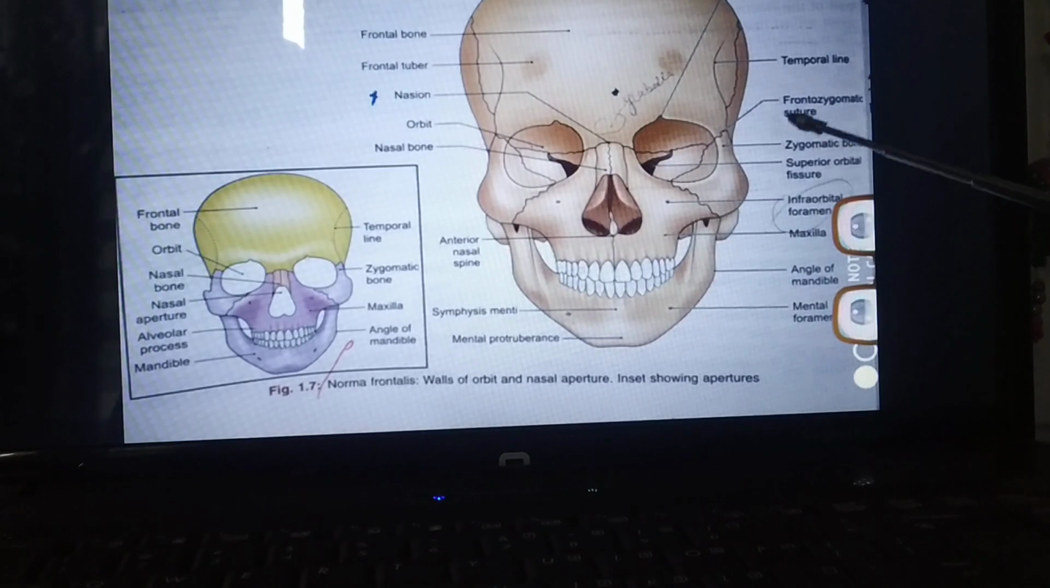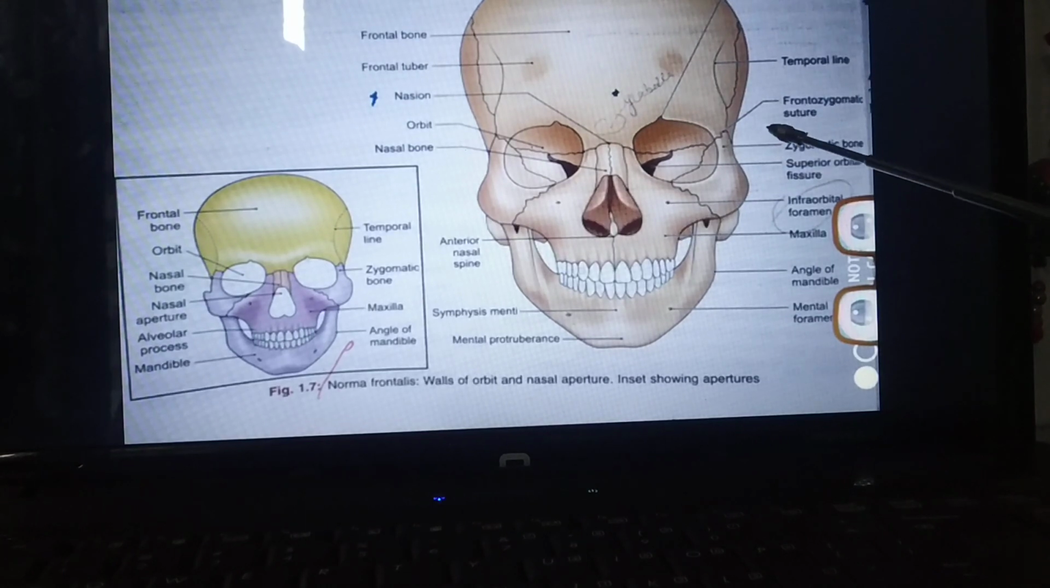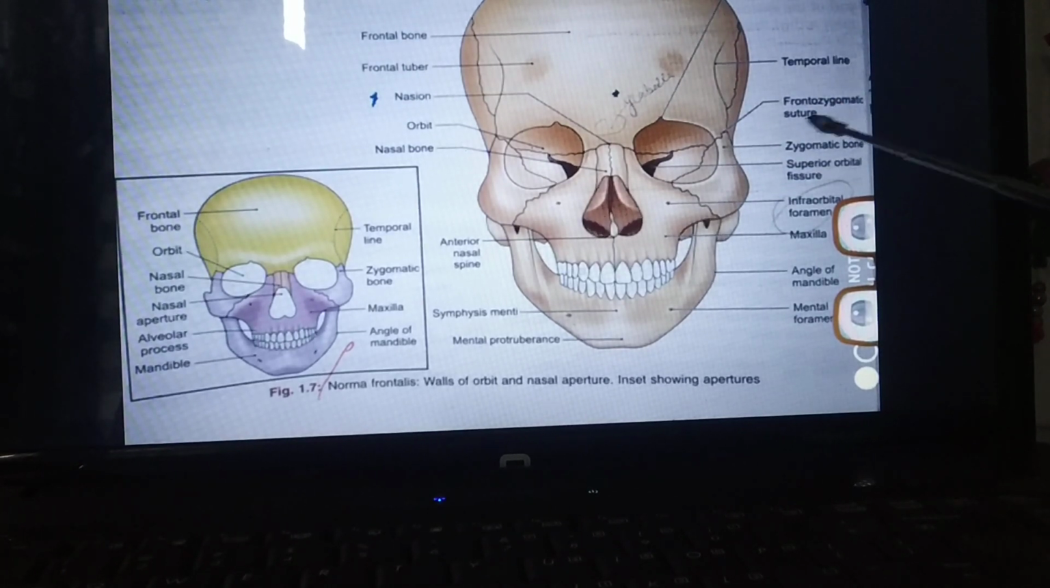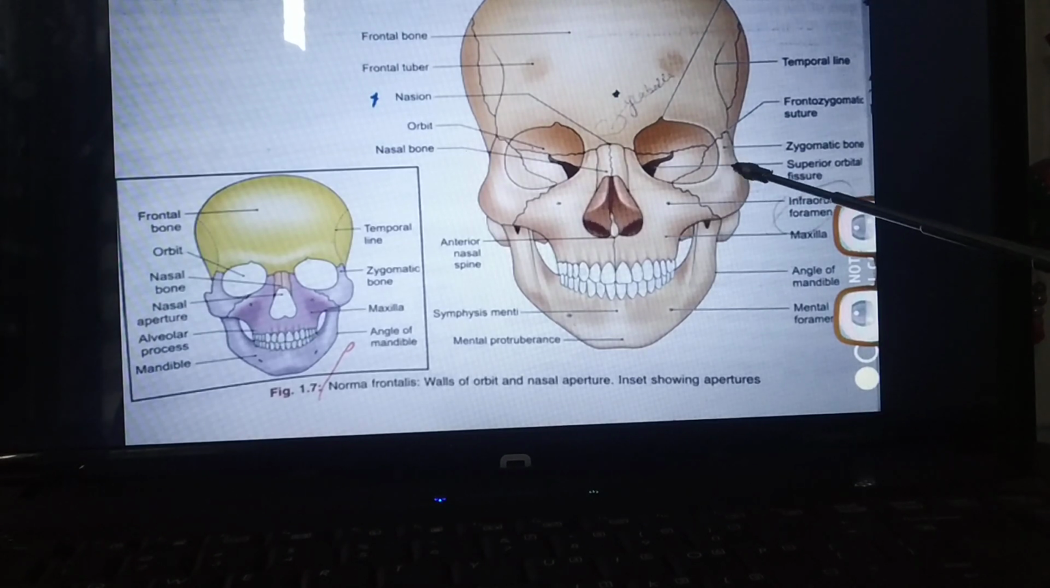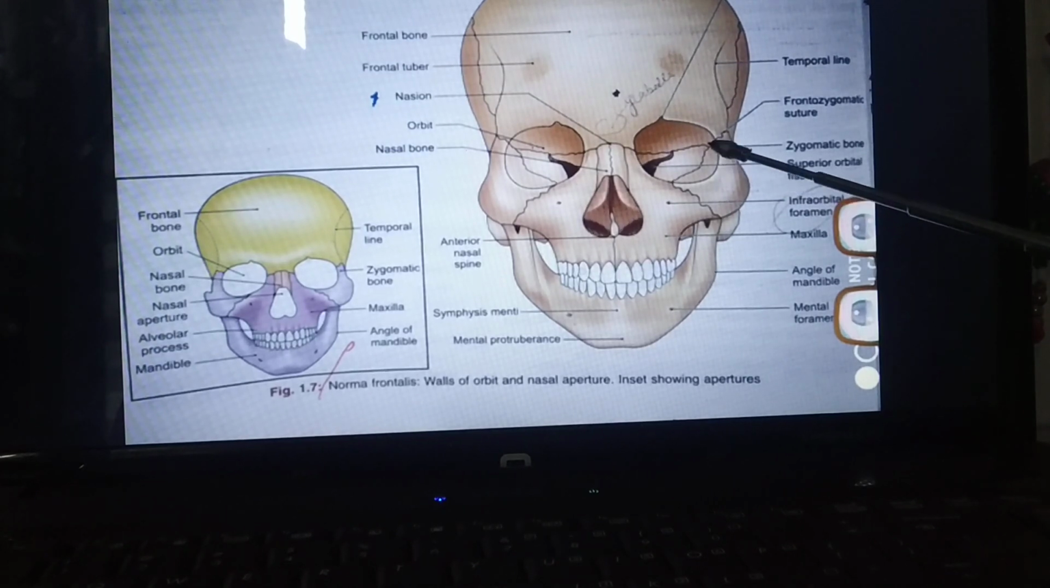Like here we have written frontozygomatic suture. So how are we going to name this? Frontozygomatic, break it up, and suture is the third part. Fronto is the frontal process. This is the frontal bone, and this is the zygomatic bone. The zygomatic bone has a frontal process, and this is the temporal bone. When they combine, they are called the frontozygomatic suture. So they meet, and the frontozygomatic suture forms.